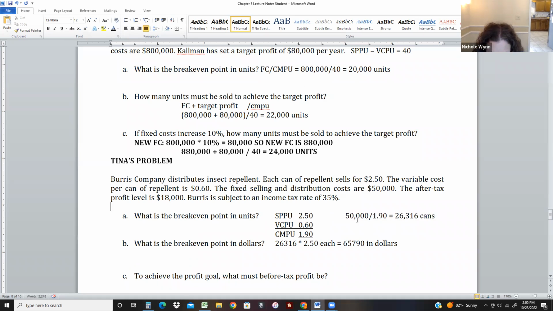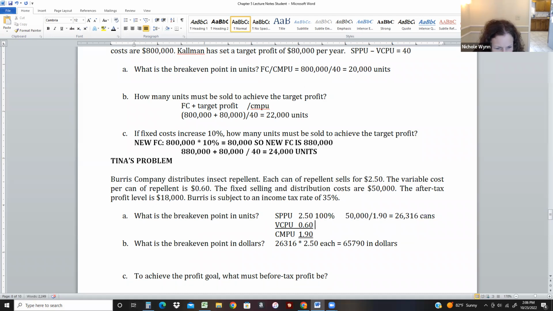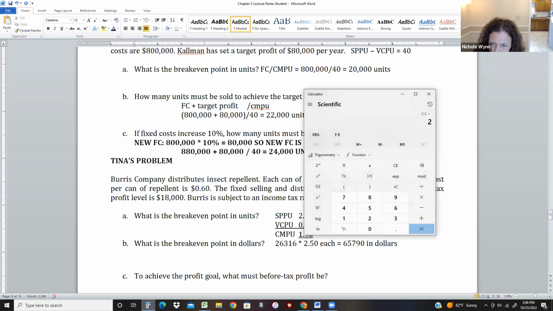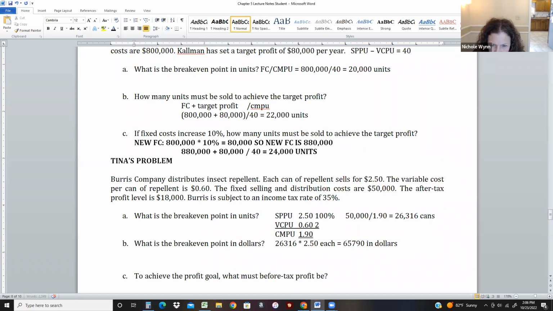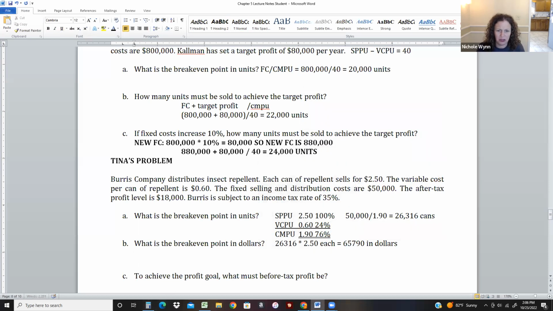So if I want to find the CMR, then this number is always 100%. And then 60 over 250 is 24%. And that means this number would have to be 76%. So if I take $1.90 divided by 2.50, it's 76%. So I can also take my fixed cost divided by CMR. So my fixed costs are 50,000 divided by 0.76.